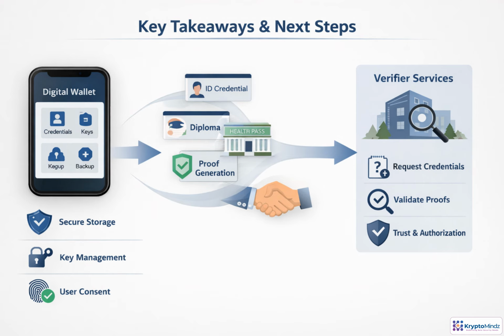Wallets are the holder's control point. They store credentials securely, manage keys, minimize metadata, and turn verifier requests into consent-based proofs. Architecture choices shape privacy, recovery, custody, and trust. Next, we move to the verifier side, requesting credentials, validating proofs, checking trust, and making authorization decisions.